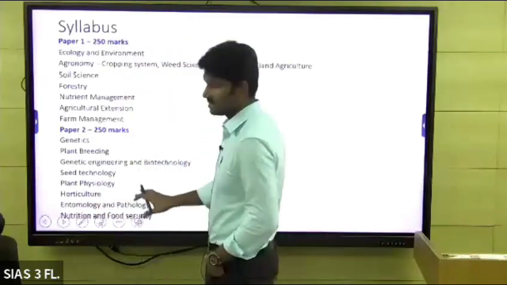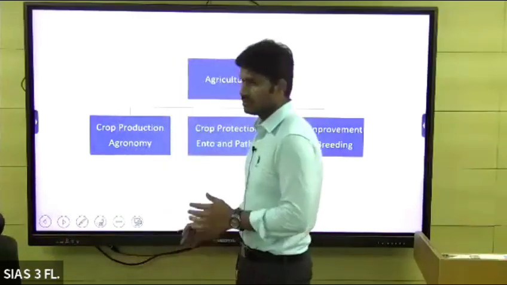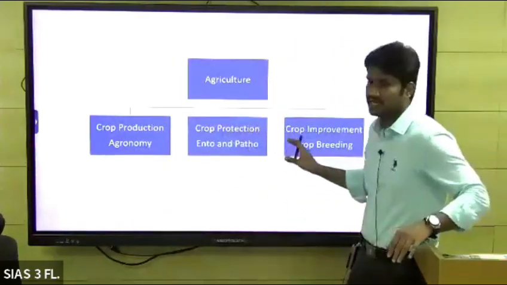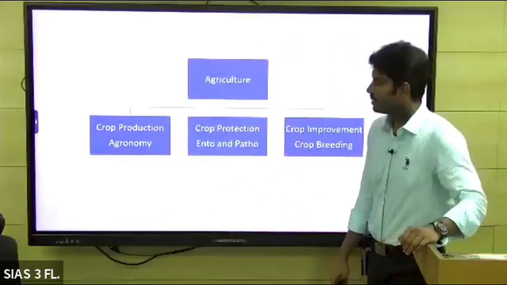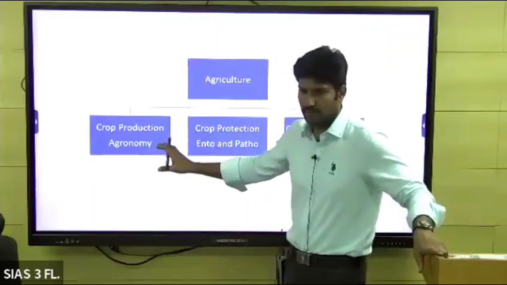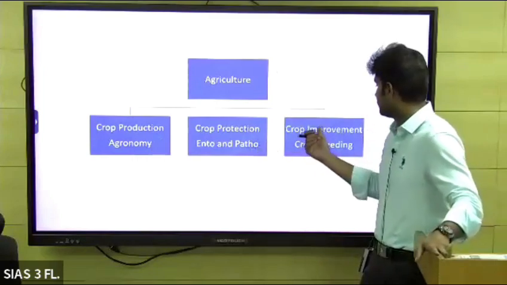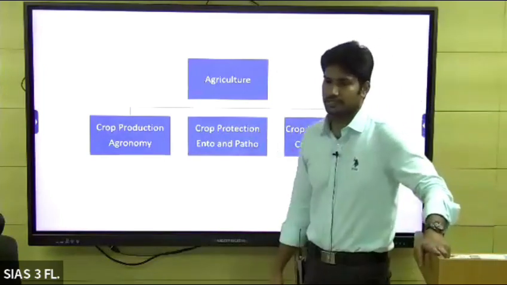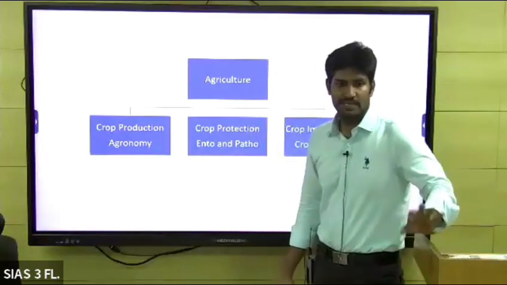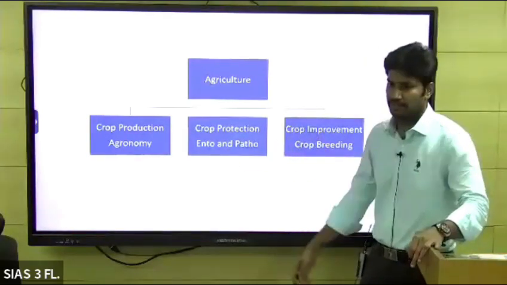Actually, this is the overall syllabus. But broadly, there are only 3 major areas in our agriculture. The crop production, paper 1. Paper 1 is full of the crop production area. And paper 2 deals with crop improvement and crop protection. So basically there are only 3 major areas in agriculture: crop production, crop protection, and crop improvement.